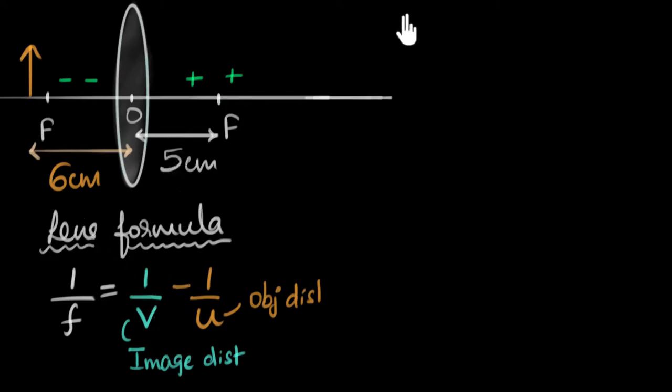So let's quickly write down the data given to us. We know the object distance. That's given to us. That's 6 centimeters. But since we're measuring it on the left side of the lens, it's negative. So we call that as negative 6 centimeters. What about the focal length?